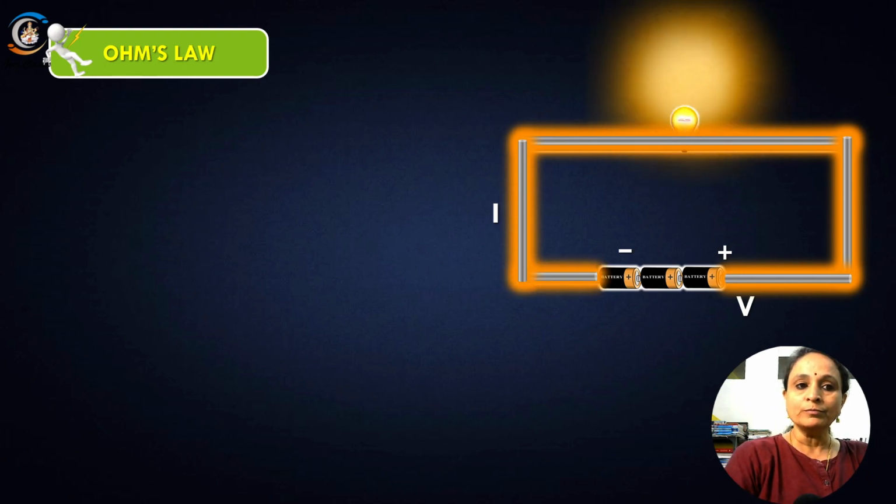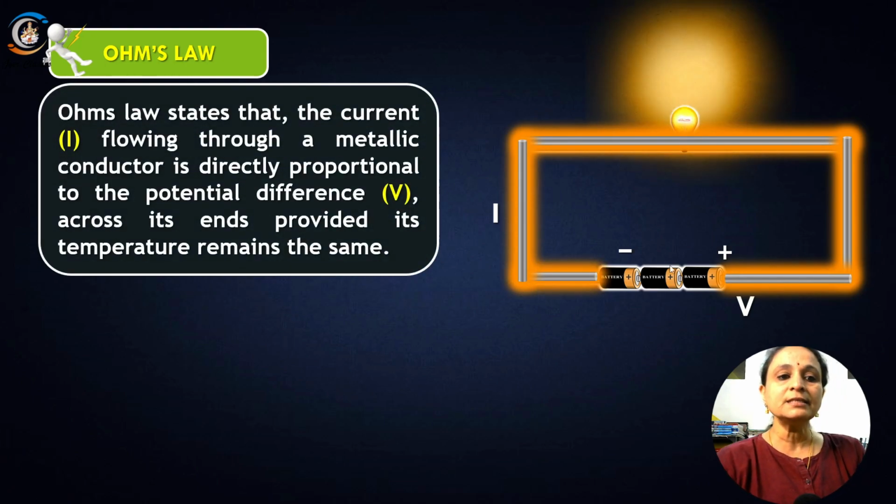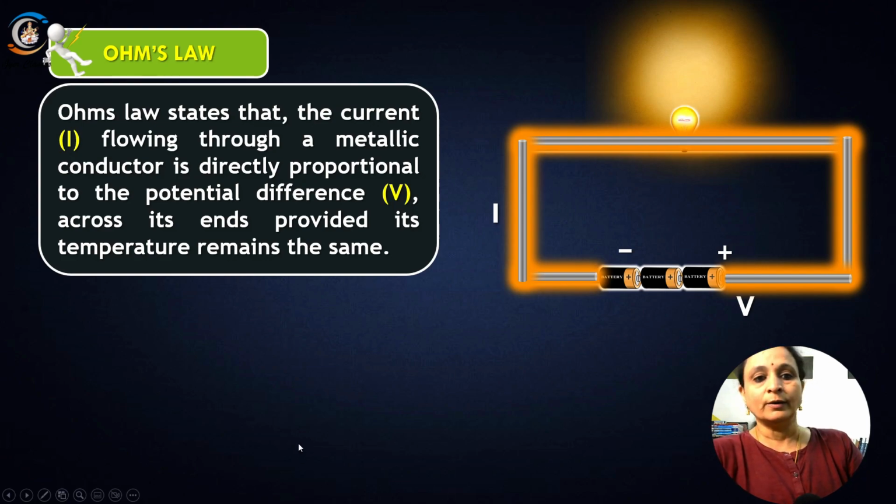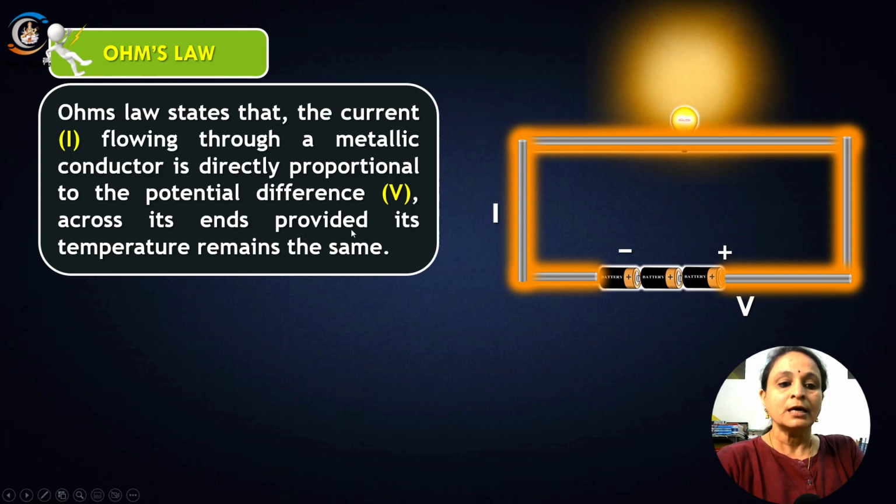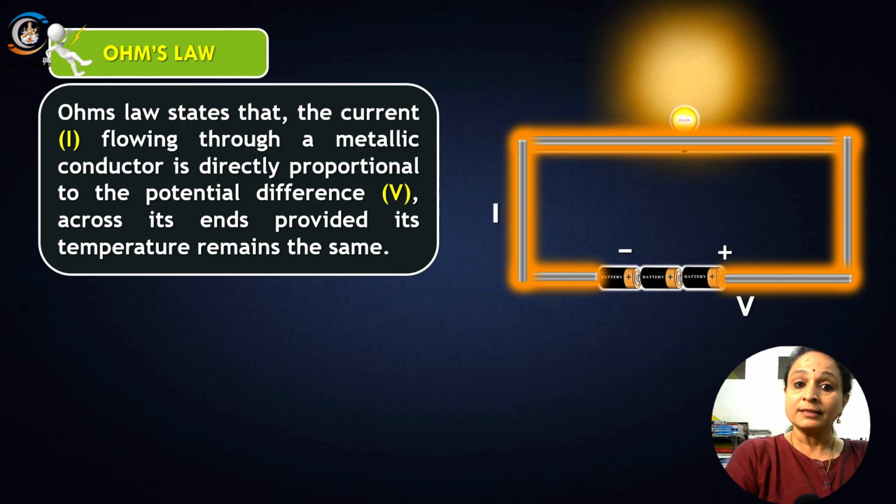And Ohm's law actually studies a relation between the potential difference and the current. Now it says that the current flowing through a metallic conductor is directly proportional to the potential difference across its ends, provided the temperature and other physical conditions remain the same. Right. This is exactly what Ohm's law is.